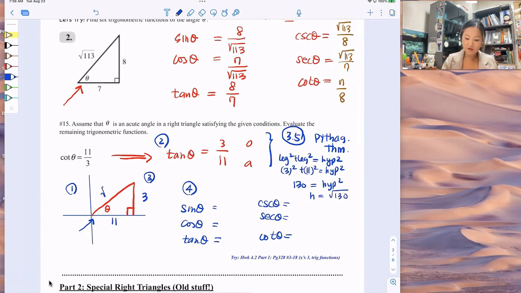So I'm going to write that also on the triangle itself. And that should help you get the rest. Okay? I won't finish because you should be able to finish that.